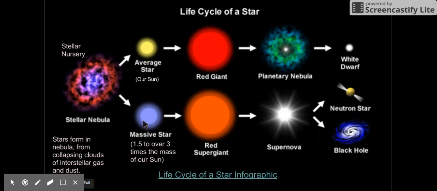For a massive star, once it gets to the end of hydrogen fusion, then helium fusion will occur, and then more elements will fuse after that until eventually we get to the super red giant, which collapses again until it becomes a supernova. This is one of the most massive explosions that the universe knows. After the supernova, it will either collapse into a neutron star, or if it's even more massive, into a black hole.